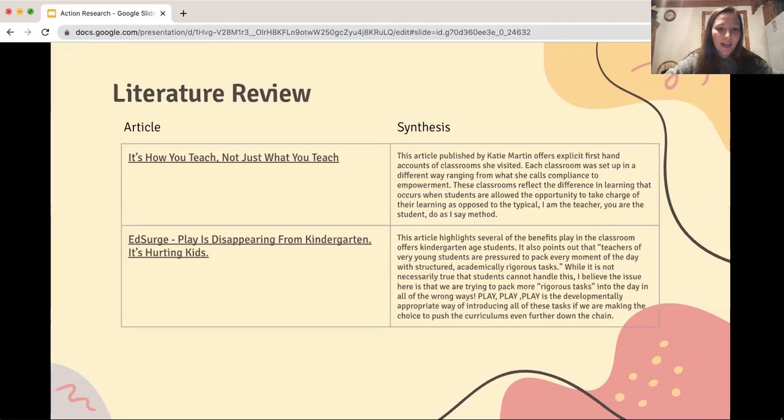Last but not least, "Play is disappearing from kindergarten and it's hurting kids." I don't necessarily like the last part of this title, "it's hurting kids," because the article doesn't really talk about it hurting kids. I think it was just like a catch-your-eye kind of thing.